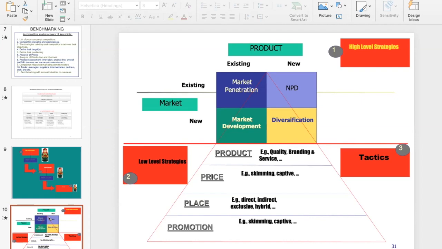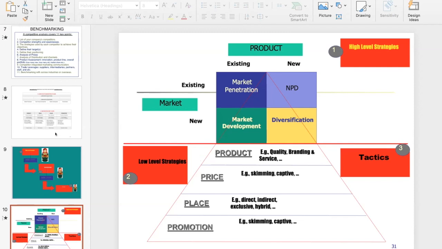So at the very, very top of the pyramid, you have the mission and the vision of the company. These are the broad reasons why the business exists. And then under this, you have the corporate strategy. So again, I put the 4 basic corporate strategies.